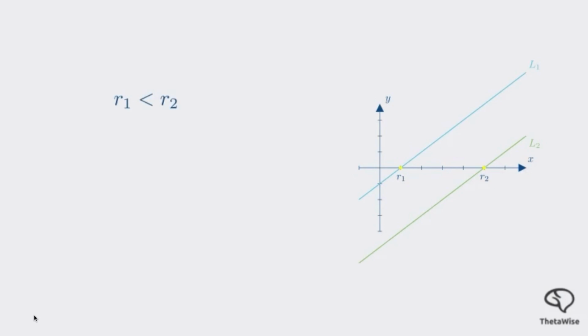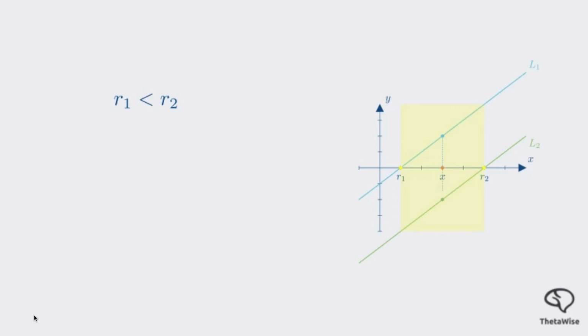Now that we know where the parabola crosses the x-axis, let's figure out what it looks like in between and outside of these points. Imagine our coordinate plane again, with our two lines L1 and L2 and their x-intercepts R1 and R2. Let's assume, just for this example, that R1 is smaller than R2. We know the parabola crosses at x equals r1 and x equals r2. What happens between them? Let's pick any x value between r1 and r2. Notice what happens with our lines. The line L1 of x is above the x-axis, which means the value of x minus r1 is positive.